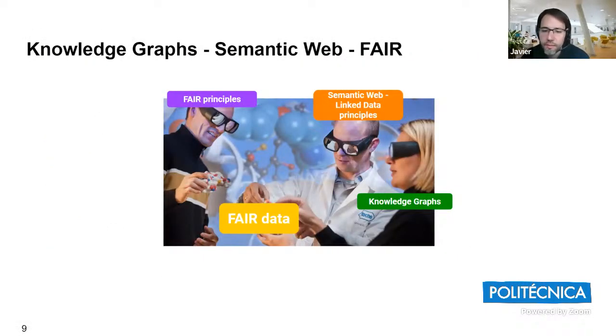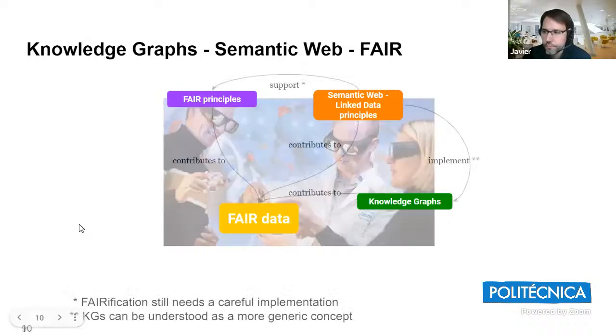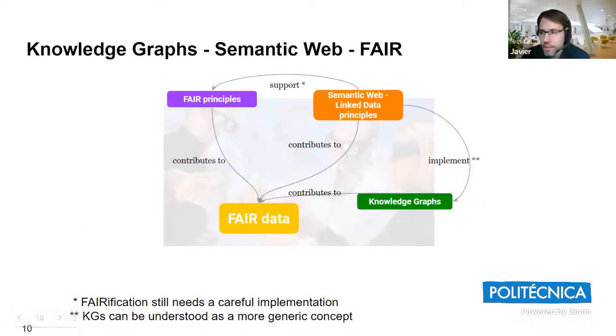We have here a mix of topics like FAIR data, which is at the end what we want, FAIR principles, linked data, knowledge graph. So what is the relationship between everything? As we see it, this is the relationship. We have FAIR principles and linked data, semantic web stack. All of this can support the creation of FAIR data. When you implement linked data and you use the semantic web stack in a proper way, you can arrive at having the FAIR principles.